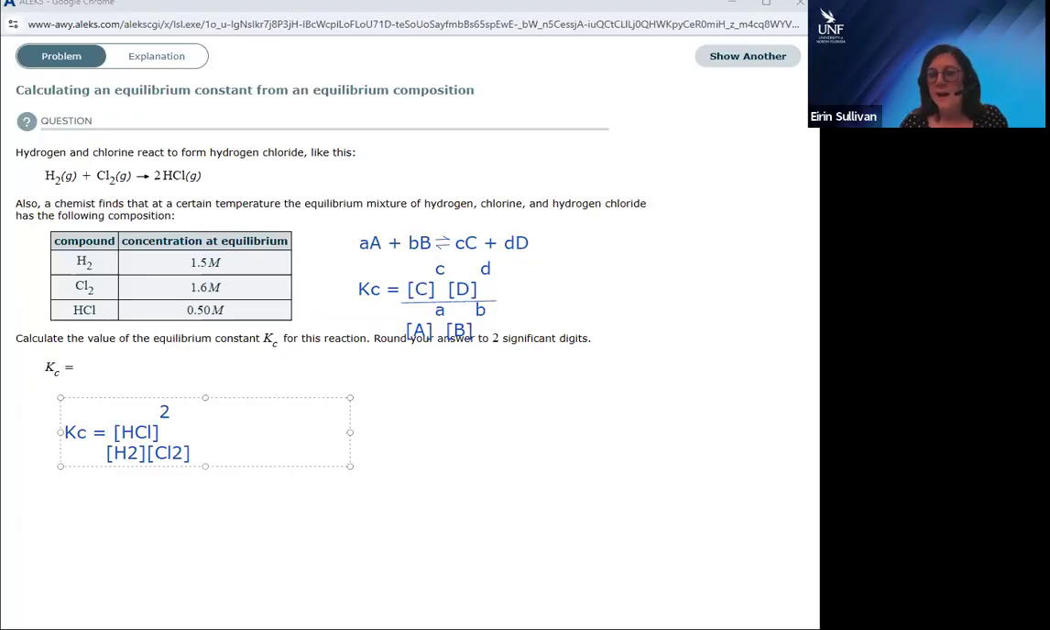Then if we actually have those values, we can just substitute in those equilibrium values. Be careful if you do have any powers in there. Don't leave them out when you're substituting the numbers. We were given the concentration of hydrochloric acid is 0.5, and of course that will be squared. So 0.5 squared. Be careful with parentheses on calculators; you'll probably need to use a few to make it understand what you want it to do. Then the concentration of H2 was 1.5, and the concentration of chlorine was 1.6.